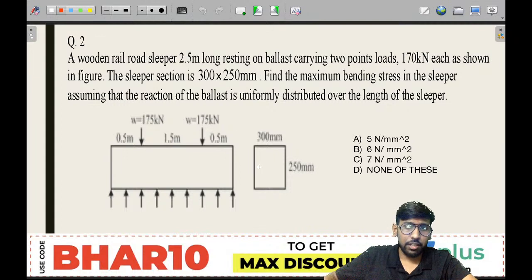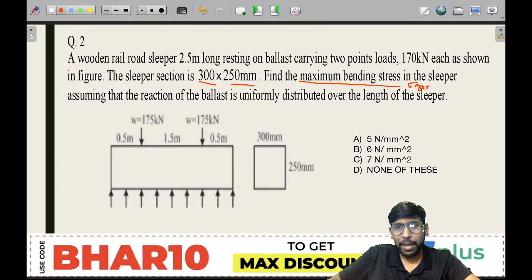The sleeper section, that is a rectangular cross section, is given by 300 by 250 mm. Find the maximum bending stress in the sleeper, assuming the reaction of the ballast is uniformly distributed over the entire length. So whatever load is acting, this load will be resisted as a uniformly distributed load, as a reaction. So what you need to find is the maximum bending stress, that is nothing but sigma max.